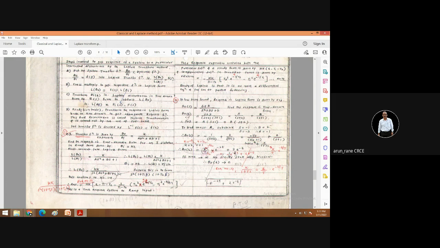Okay, now let's have a look on this. Okay, so directly you get answers very fast. Look at this now. Here the response is given in Laplace form. Directly they have given theta O, and find the response in time domain form.